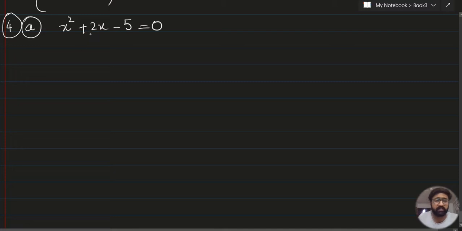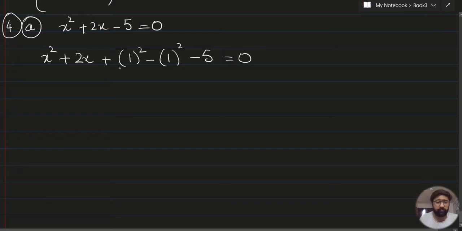Okay, what was the first step? That the coefficient of x square should be 1. It already has a 1. So x square plus 2x. And the second step is to add the half of the coefficient of x. So half of 2 is 1. So we are going to add 1 square, and we are going to subtract 1 square, is equal to 0.